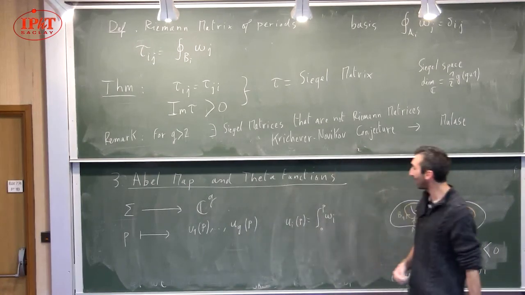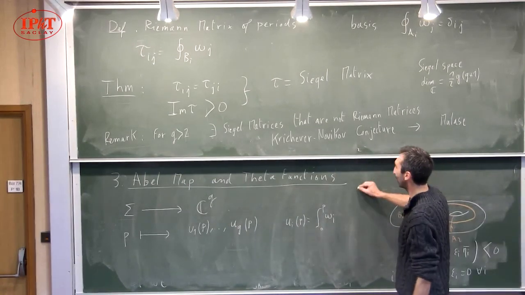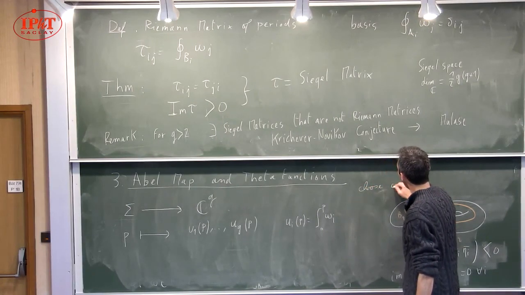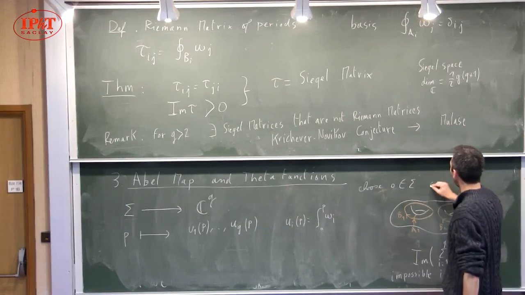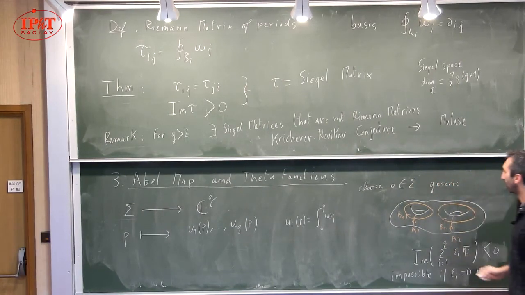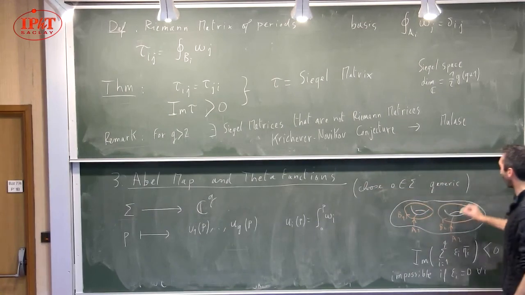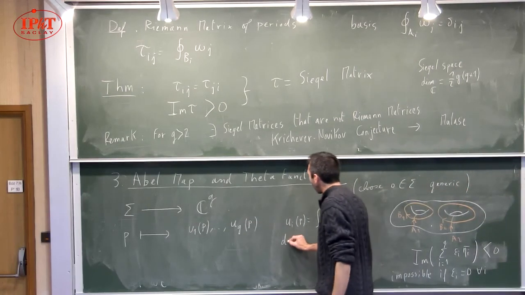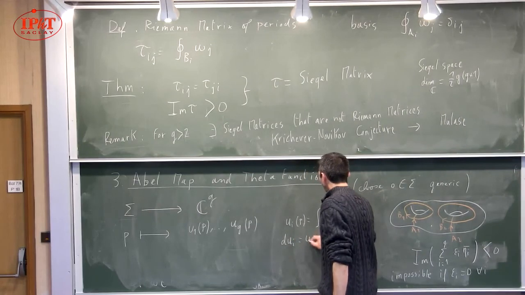This is not really well defined because, first, we shall choose O, a generic point of sigma. We shall choose it once and for all, so we choose a base point somewhere. So we would like to define this map. It is not well defined. So basically, dU_i equals omega I.